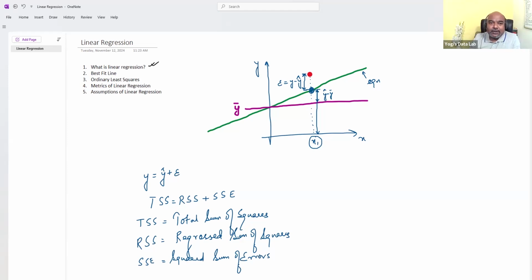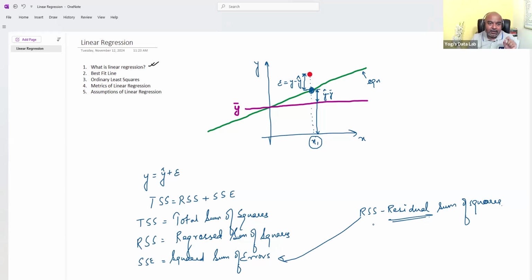However, whenever you are studying certain books, you will see that some books refer to RSS as residual sum of squares. When they are talking about residual, it is not the predicted value. They are actually talking about the squared sum of errors. So be careful whenever you are going through any content. Look at the RSS. What exactly is it talking about? Is it the regressed sum of squares, which means the predicted value, or is it the residual sum of squares, which is the error value?